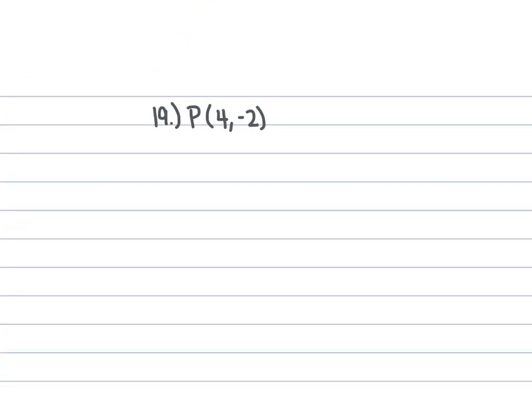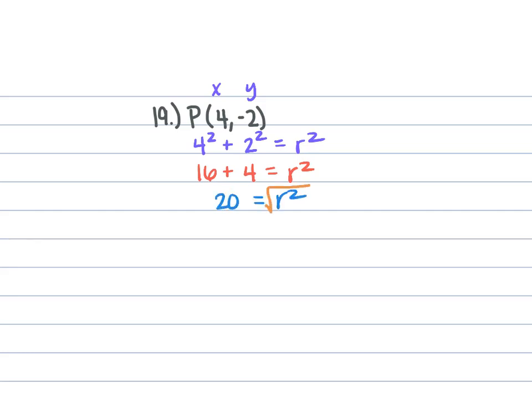For 19, we have P, which is (4, -2). So our x is 4, our y is -2. We have to find r. So we're going to do 4 squared plus 2 squared is equal to r squared. 4 squared is 16. 2 squared is 4. If we add these, we get 20 is equal to r squared. The square root of both sides here gives us r is equal to 2 square root 5. So x is 4, y is -2, r is 2 square root 5.